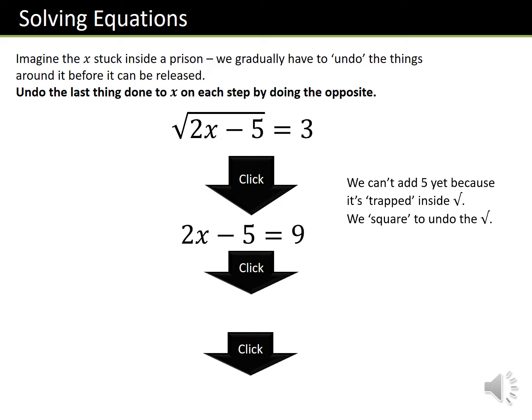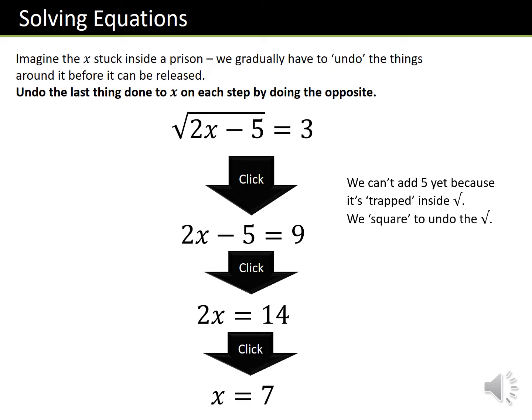Now, if we imagine we had a function machine to get 2x minus 5, we would have put x in, times it by 2, and then minus 5. So the next thing we need to do is undo the most recent thing, which is the minus 5. To undo minus 5, we need to add 5. So we add 5 to both sides, and we end up with 2x equals 14. Now, thinking as a function machine again, if we had x and we end up with 2x, we've timesed it by 2. So the opposite of that would be dividing by 2. So we end up with x equals 7 for that one.